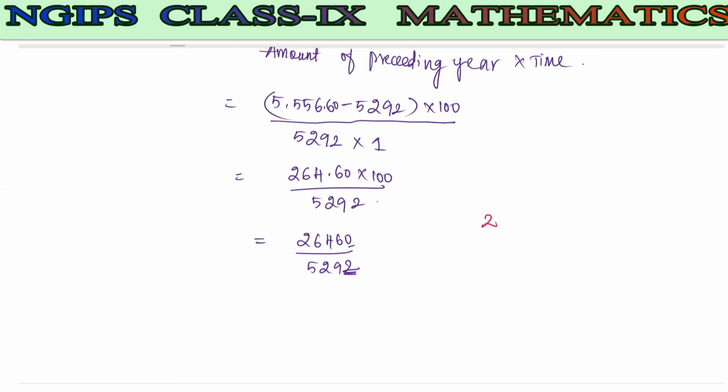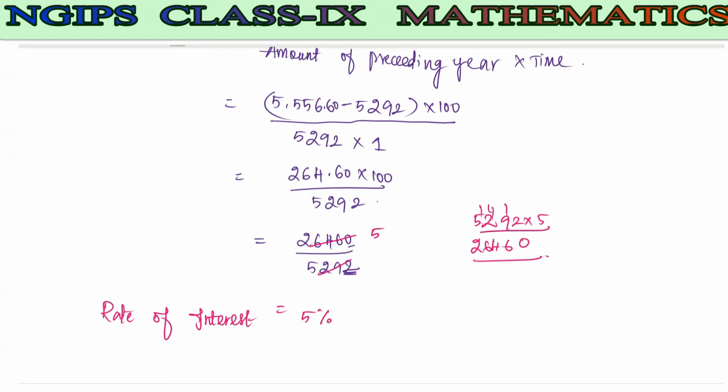5292 into 5. So 5 2s are 10, remainder 1, 9 5s are 45, 46, remainder 1, 4... 5 2s are 10, 10 plus 4 is 14, remainder 1, 5 5s are 25, 26. So here 6 times it is possible, 5 times it is possible. So I can write here it is 5. So whenever you are finding the rate of interest is equal to 5%.